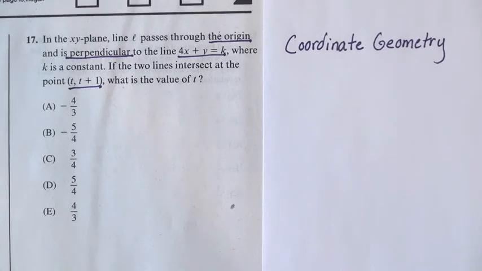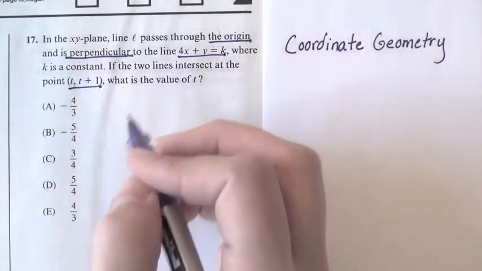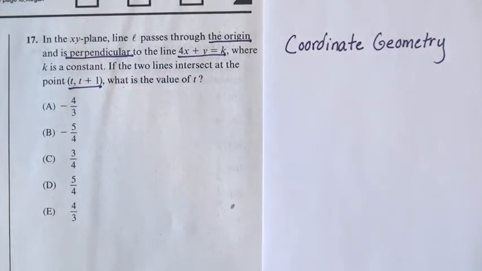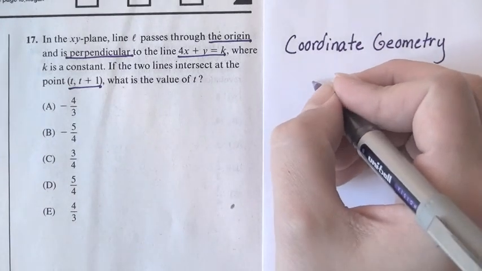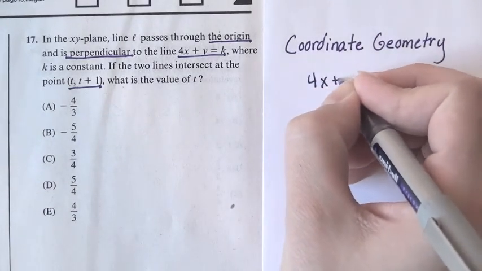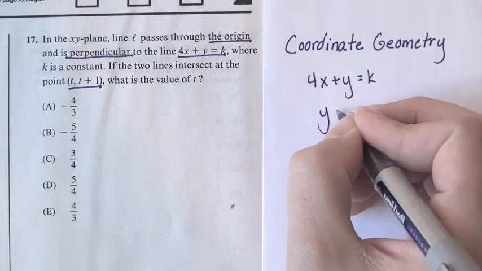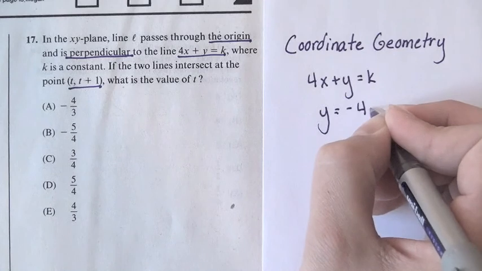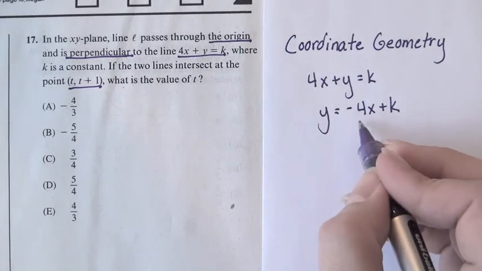Okay, let's get started. The easiest thing to start with is that line L is perpendicular to this line, 4x plus y equals k. When two lines are perpendicular, of course their slopes are negative reciprocals of each other. So let's find the slope of this line. If we have 4x plus y equals k, I'll move the 4x over to the other side so it's in proper slope-intercept form. And we get y equals negative 4x plus k. So the slope of this line is negative 4.